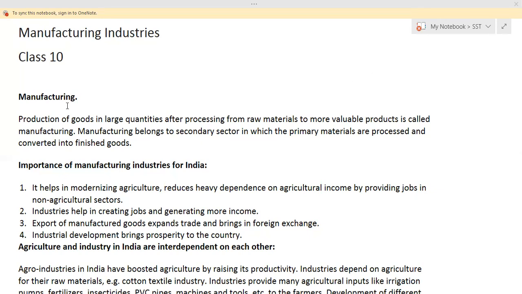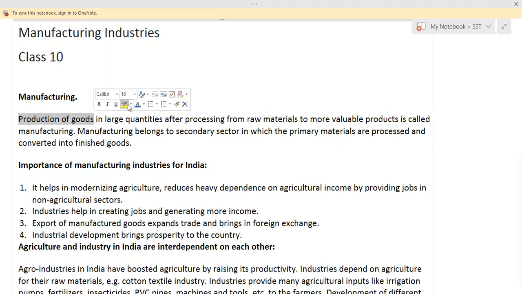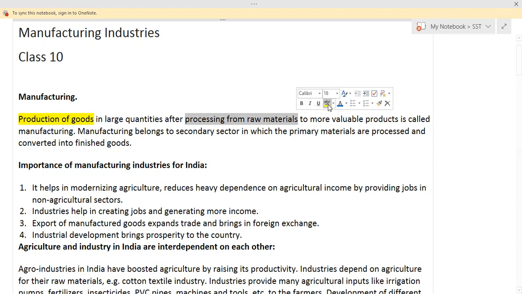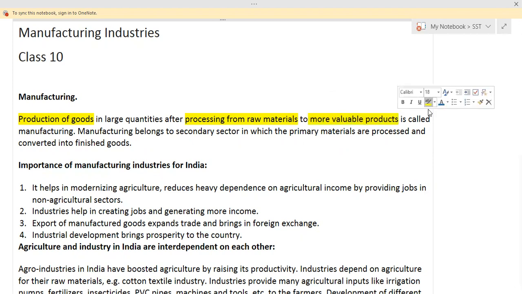So the production of goods in large quantity, processing them from raw material to a more valuable product, is called manufacturing. So you can remember it like this: the production of goods in a large quantity from raw material to the more valuable product is called manufacturing.